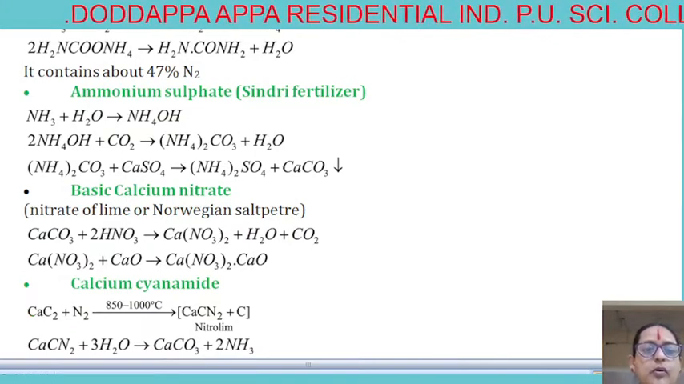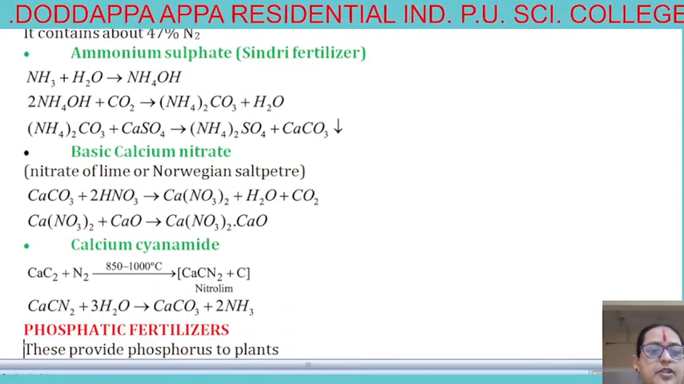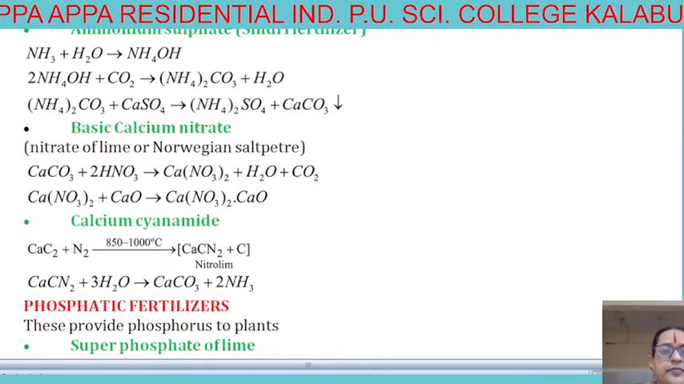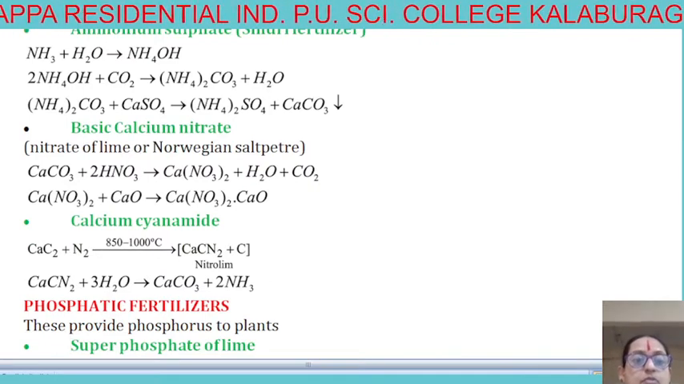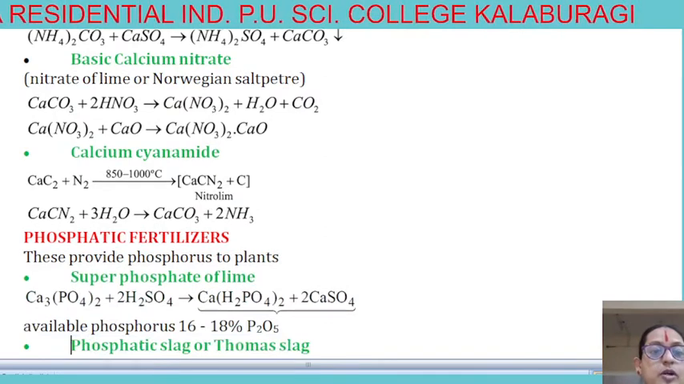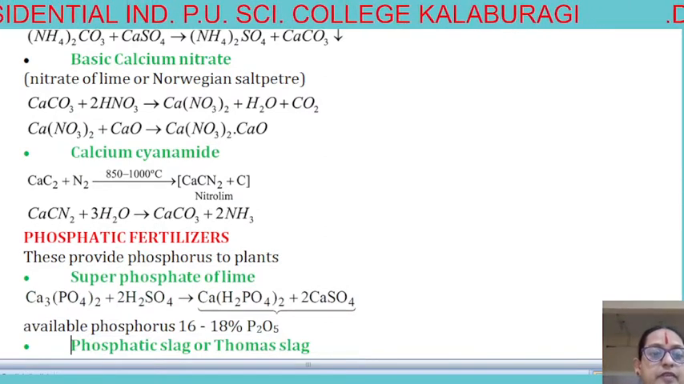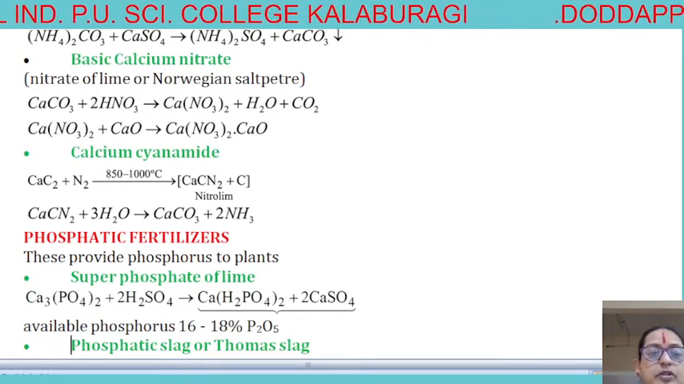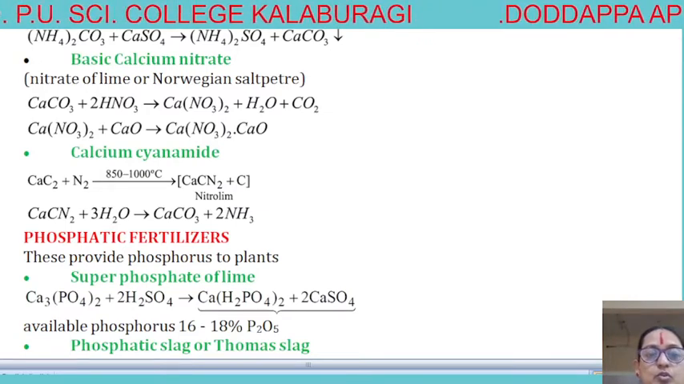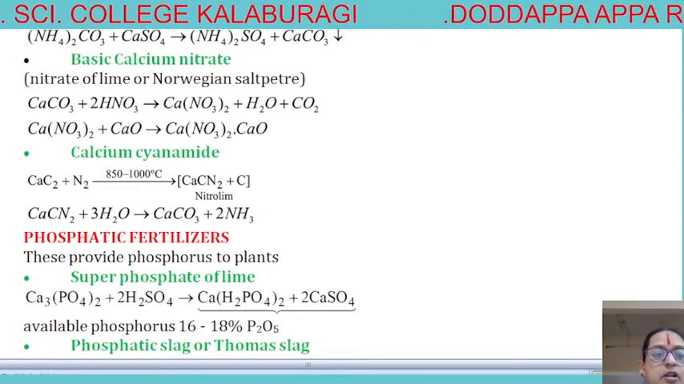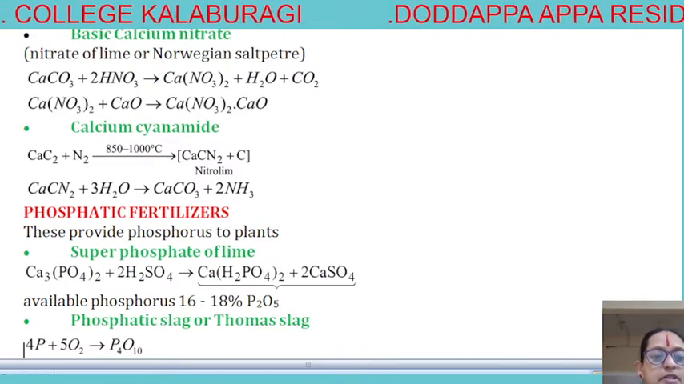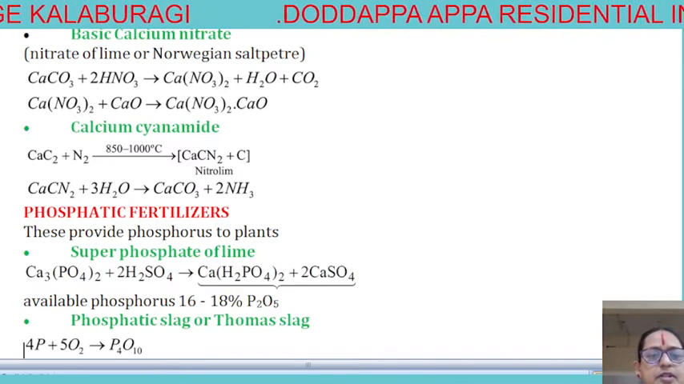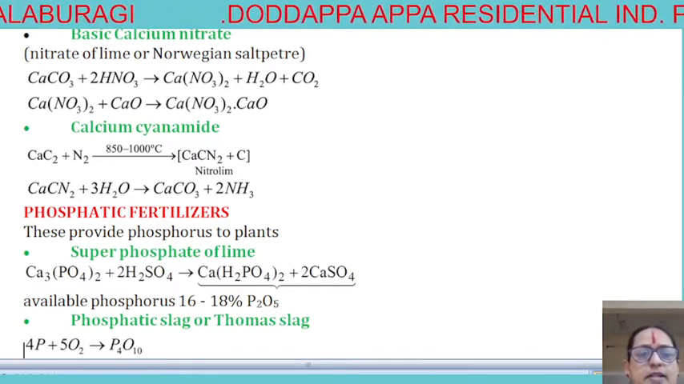Also one more compound is calcium nitrate. Calcium nitrate can be formed by treating with nitric acid. One more compound is calcium cyanamide. This we can prepare from calcium carbide and nitrogen at a particular temperature, 850 to 1000 degrees centigrade. This is again treated with water. This calcium cyanamide is altogether called nitrolim.